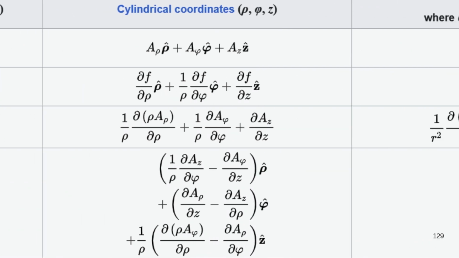For cylindrical: (1 by rho nabla_phi a_z minus nabla_z a_phi) rho-hat plus (nabla_z a_rho minus nabla_rho a_z) phi-hat plus 1 by rho (nabla_rho (rho a_phi) minus nabla_phi a_rho) z-hat.